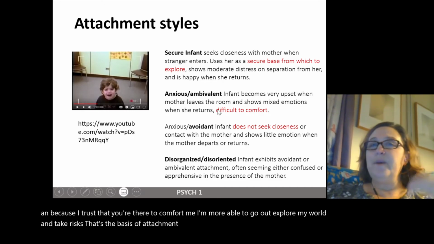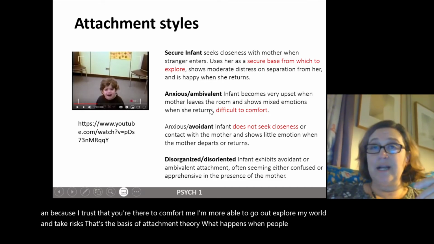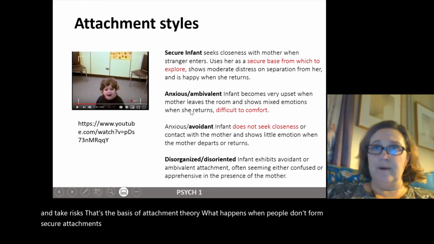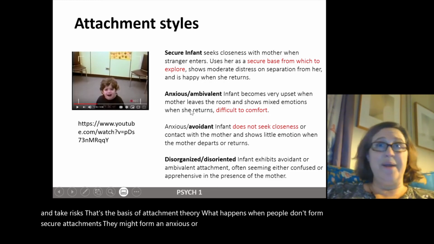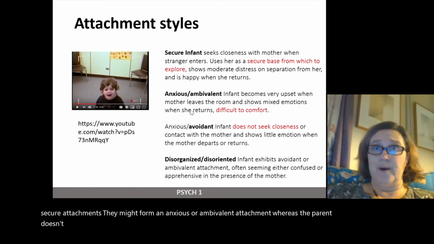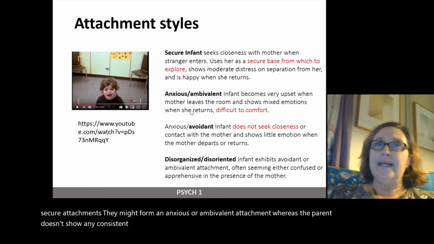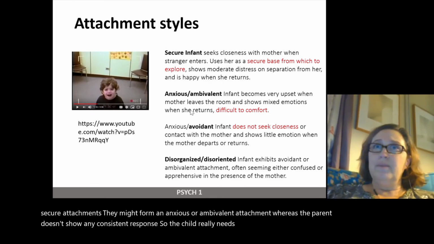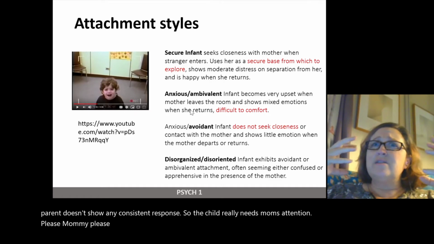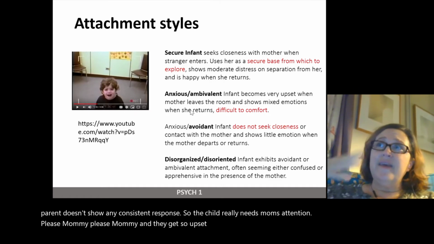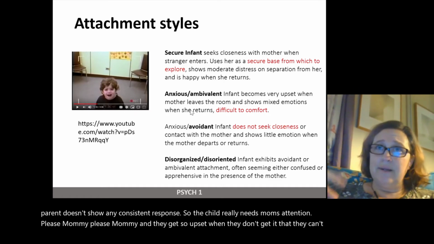What happens when people don't form secure attachments? They might form an anxious or ambivalent attachment, whereas the parent doesn't show any consistent response. So the child really needs mom's attention. Please, mommy. And they get so upset when they don't get it that they can't regulate themselves back down.